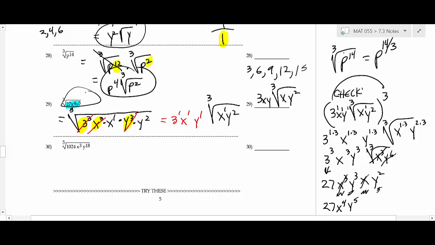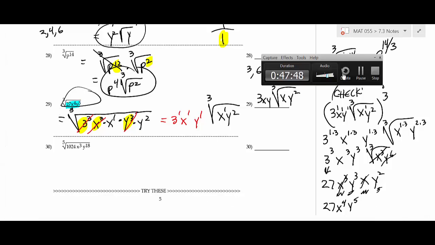You need to know how to do that. That's the only way you really understand what you're doing when you simplify radicals, is how to check it. That's where the deep understanding comes from, and that's what you want to focus on.